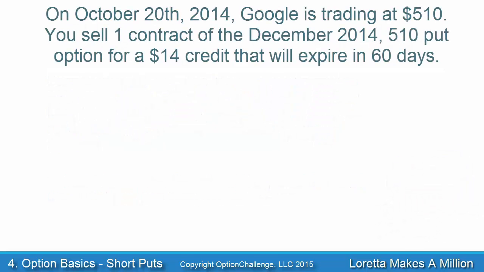For example, on October 20th, 2014, Google is trading at $510. You think the price of Google will increase over the next couple of months. You sell one contract of the December 2014 510 put option for a $14 credit that will expire in 60 days. You are short the put option.